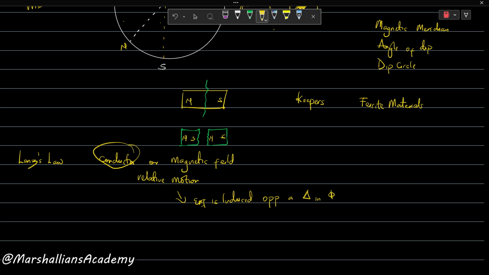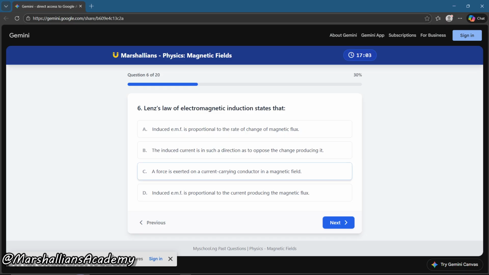When I have a relative motion of the conductor and the magnetic field, an EMF is going to be induced, which causes a flow of current that would resist a change in the magnetic flux. And don't forget, we said the current that will be induced is called the eddy current. They are very important details. So, which answer is closer to anything we have said? The answer is B. The induced current is in such a direction as to oppose the change producing it, that's the magnetic flux. So the answer is B.